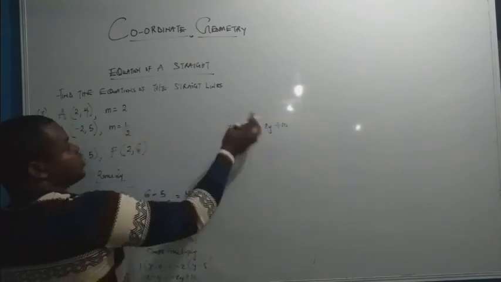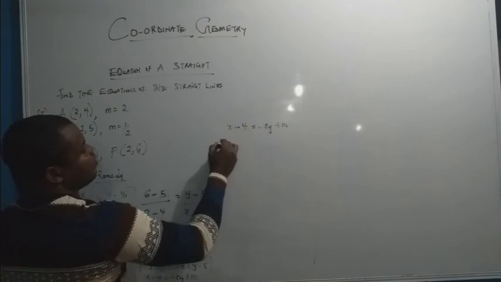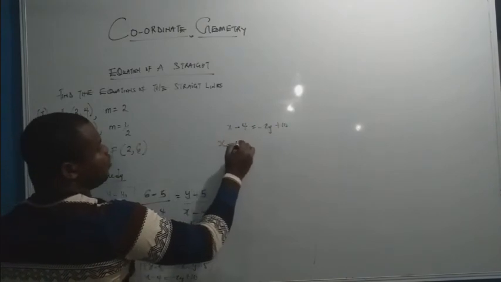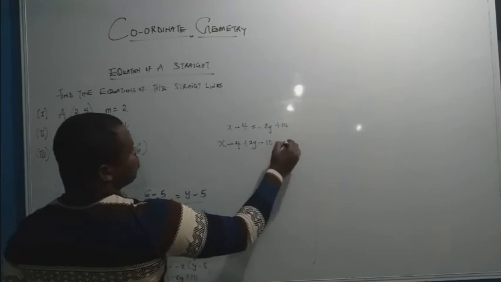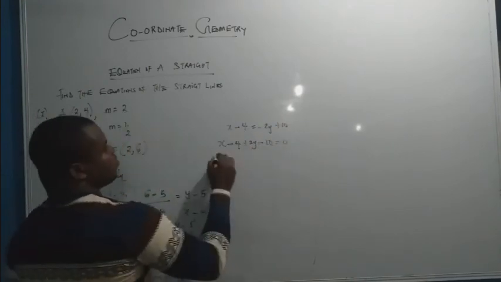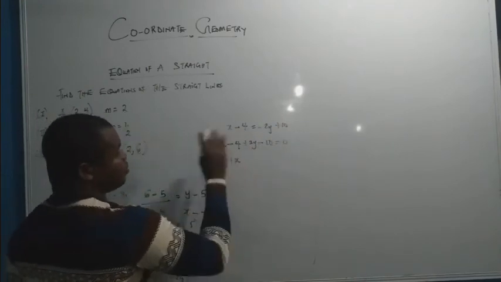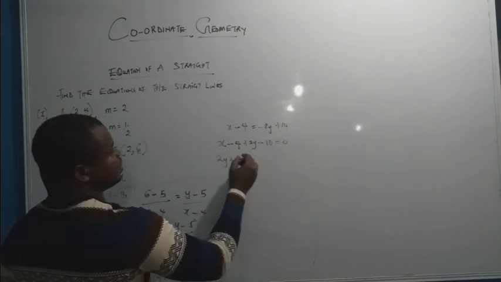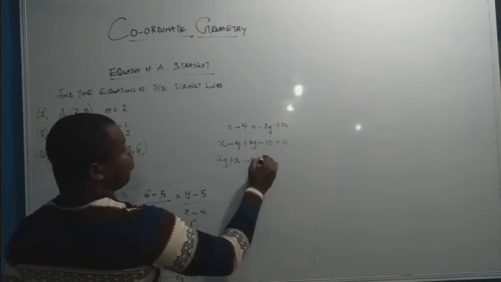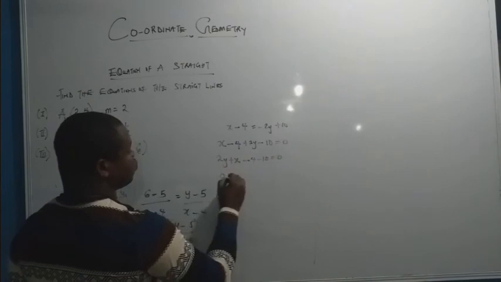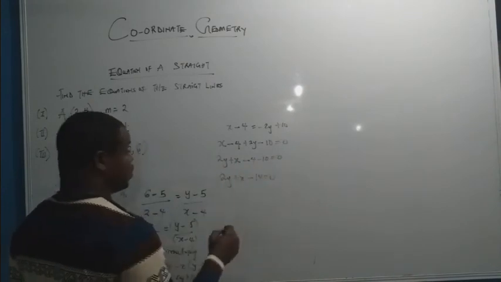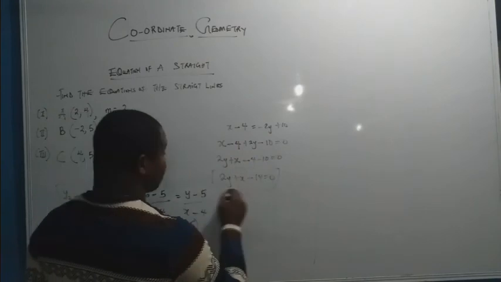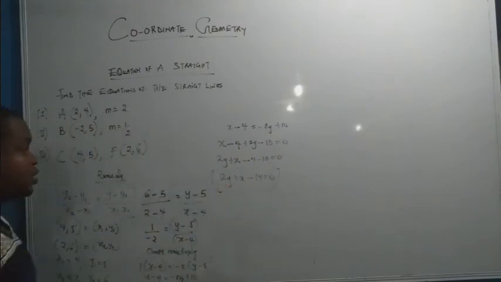So you take your y to this side, okay, you're going to have x minus 4 plus 2y minus 10 is equal to 0. So we have 2y plus x. When you rearrange, 2y plus x, then we have minus 4 minus 10 is equal to 0. So we have 2y plus x minus 14 is equal to 0. Now if you stop here, this is your answer. You are also correct. Is that clear?